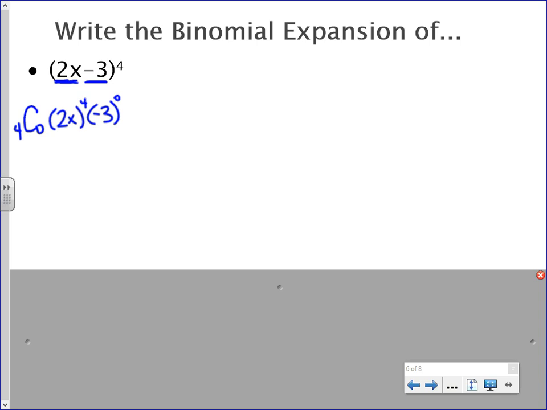Then your next term, you're just going to move on down the line. Now we have 4 combinations of 1. What happens to the power of 2x?